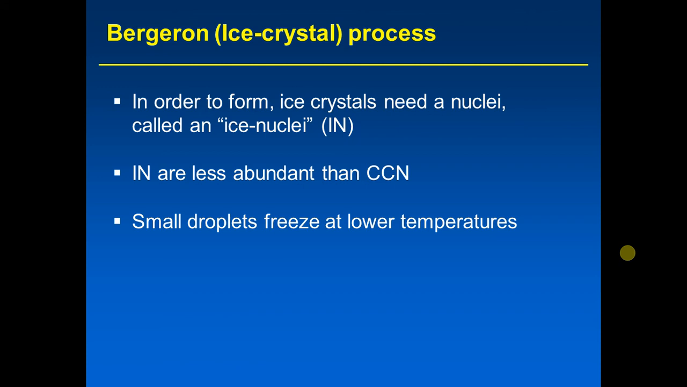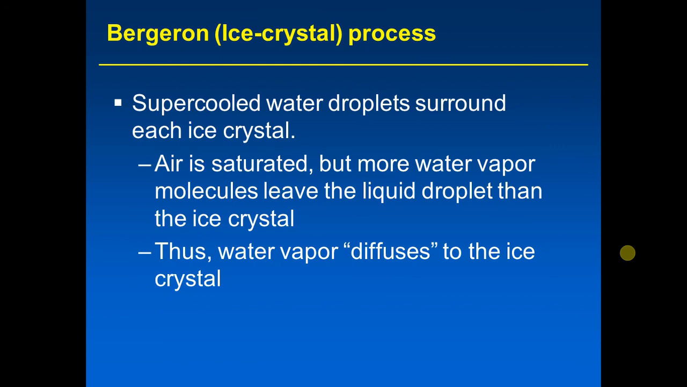Okay. Now, in the Bergeron ice crystal process, supercooled water droplets surround each ice crystal. Okay, so around an ice crystal there'll be water droplets at temperatures below freezing. The air is saturated. Okay, remember in a cloud the relative humidity is 100%, but more water vapor molecules will leave the liquid droplet than the ice crystal. Recall that the saturation vapor pressure is lower for ice than for liquid water.